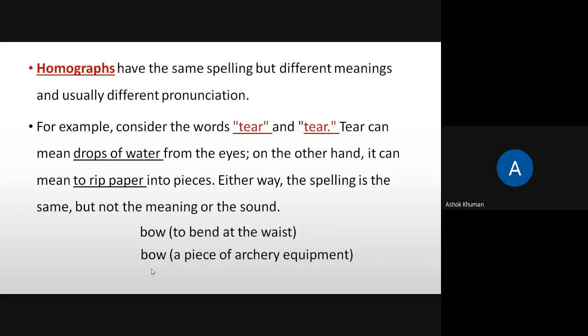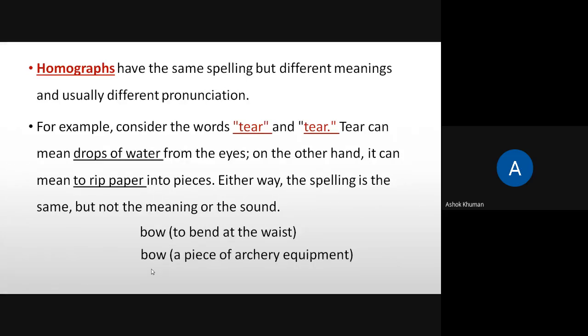For example, consider the words tear and tear. The first can mean drops of water from the eyes. On the other hand, it can mean to rip paper into pieces. So you have tears from the eyes and tearing paper, two different meanings. But you can see the spelling is the same, T-E-A-R. Either way, the spelling is the same, but not the meaning or the sound.